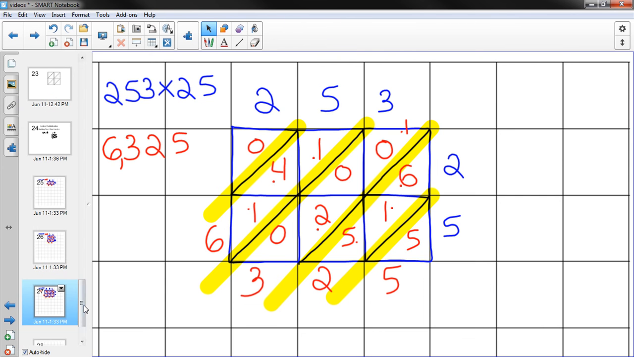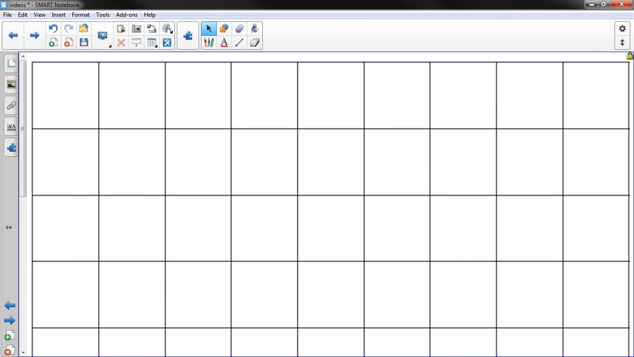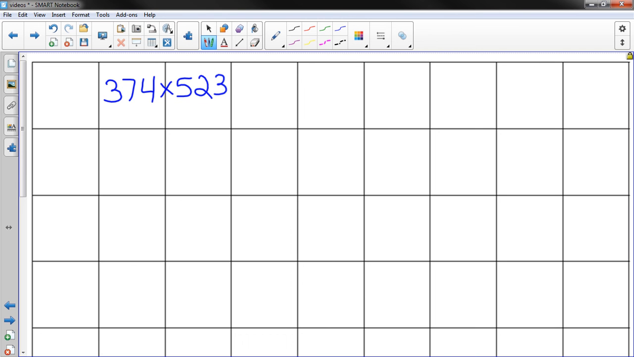Do we have time for one more? Let's see, do I have one more? Yep. Alright, let's do a trickier one. A little bit more difficult. Let's do 374 times 523. 3-digit by 3-digit. Can you visualize that? I think you can. It'd be 3 of these by 3 of these.